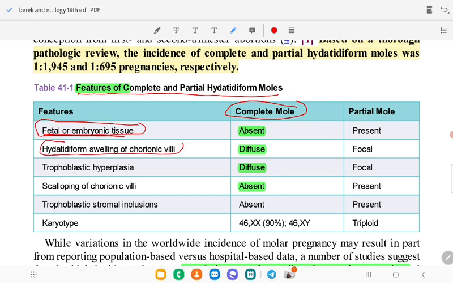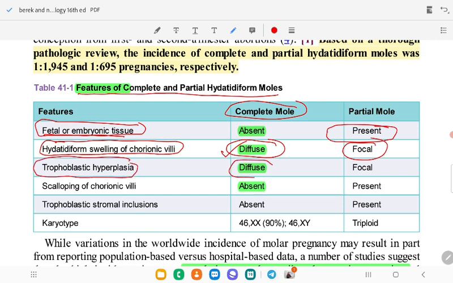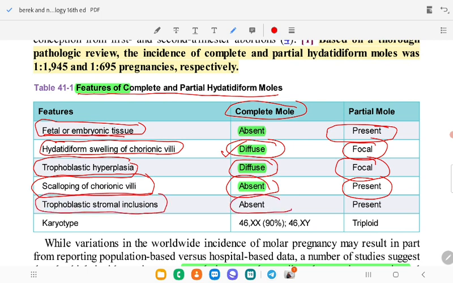Hydropic swelling of chorionic villi is diffuse in complete mole, focal in partial. Fetal embryonic tissue is present in partial mole. Trophoblastic hyperplasia is diffuse in complete mole and focal in partial mole. Scalloping of chorionic villi is absent in complete and present in partial mole. Trophoblastic stromal inclusion is absent in complete mole and present in partial mole.